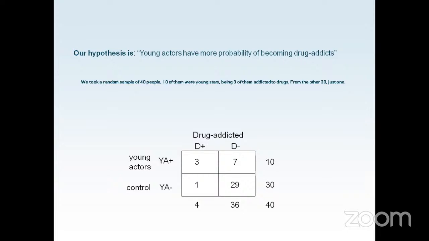So you have taken the matrix like YA, D plus being drug addicted and D minus being without drug, and you can see how they have done it. Young actors YA and drug addicted, it means 3 have come here, and non-drug addicted is 7, that is total 10. So addicted and non-addicted. This is for the control. So in the control, you have just 1 drug addicted and 29 non-drug addicted, of the 40 samples.